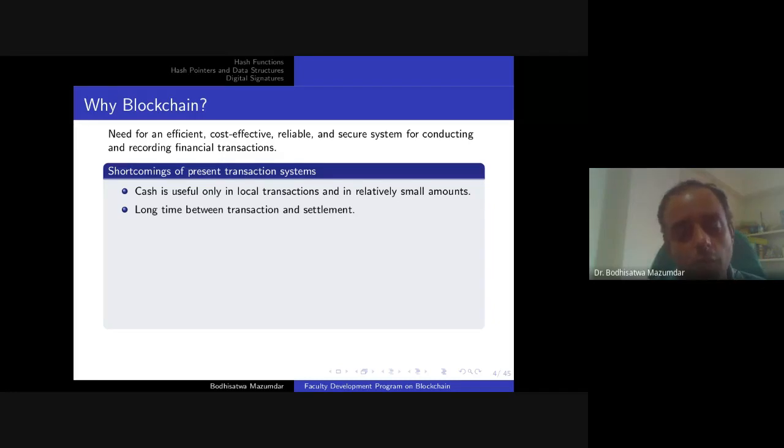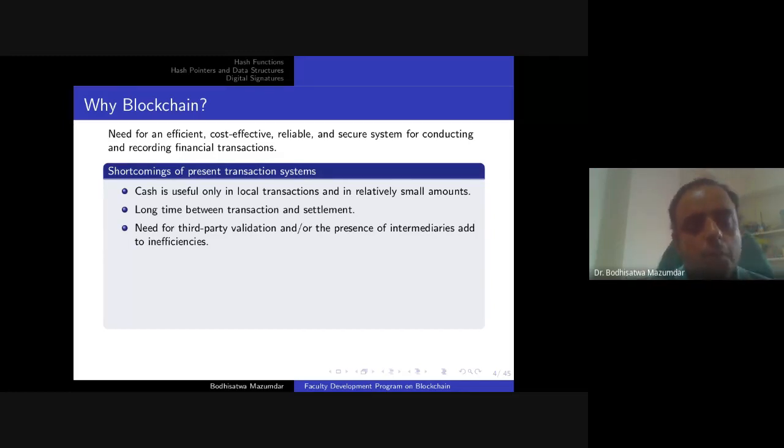Again, if you have a very large business in which you are performing business over a large number of countries, the time taken to settle all such transactions can be large, and you may even lose track of how these transactions are settled.